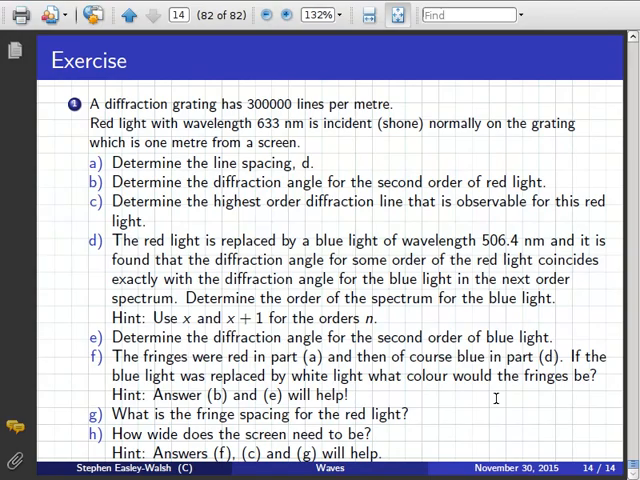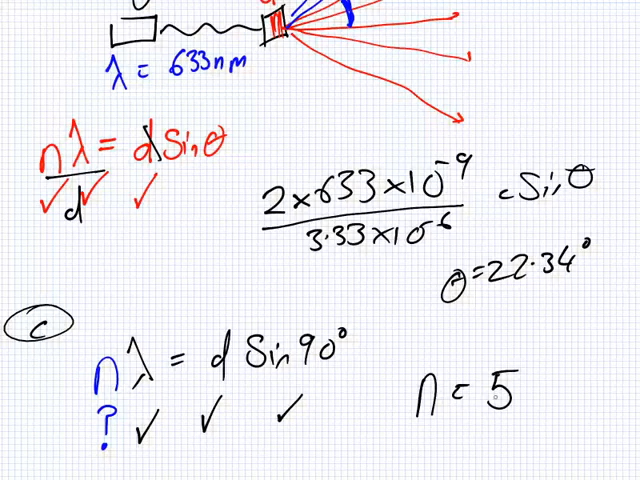Now, in this next one, the red light is replaced by blue light, a different wavelength. And it is found that the diffraction angle for some order of red light coincides with exactly the diffraction angle for the blue light in the next order. What is that order? Okay, so this is a bit complicated. I'll explain it in the picture.